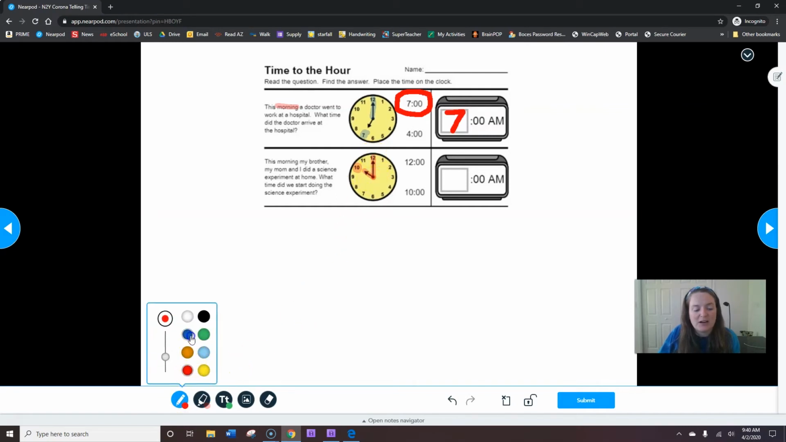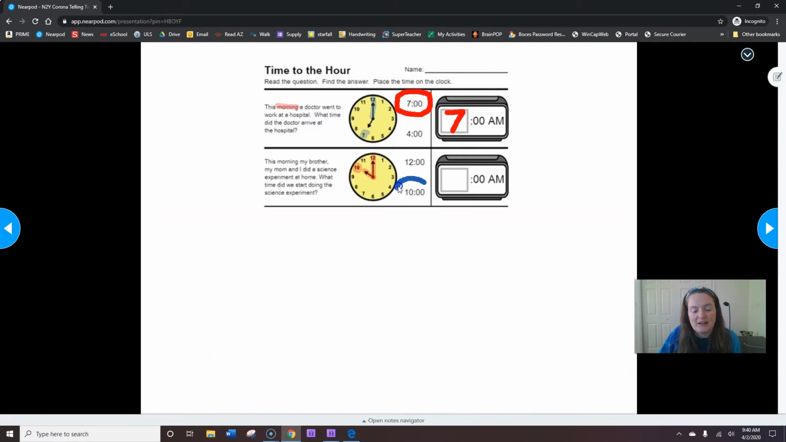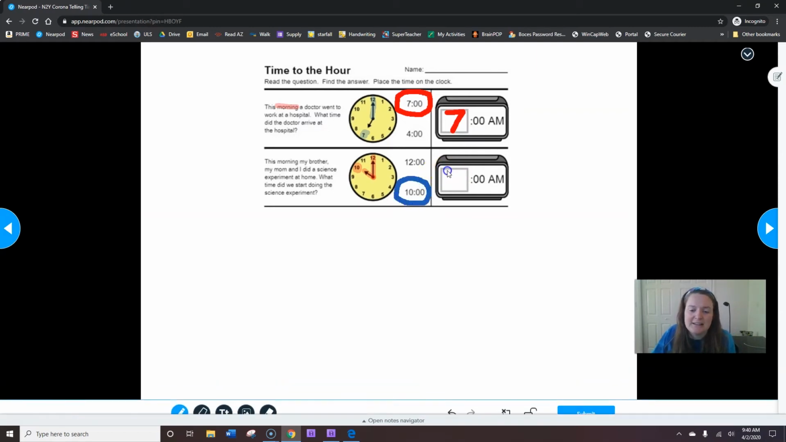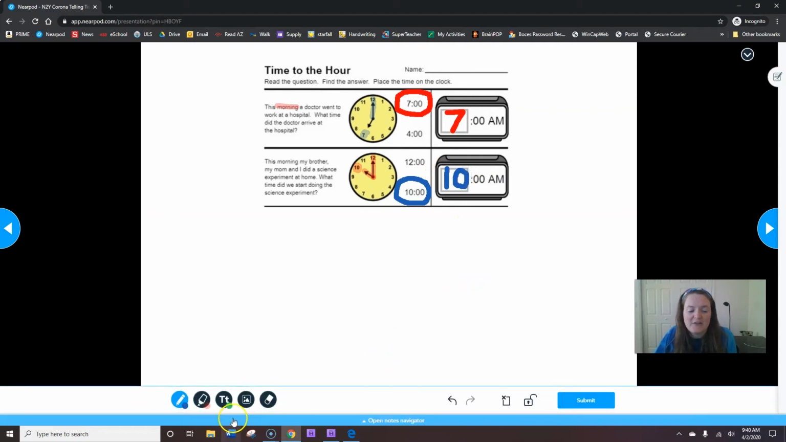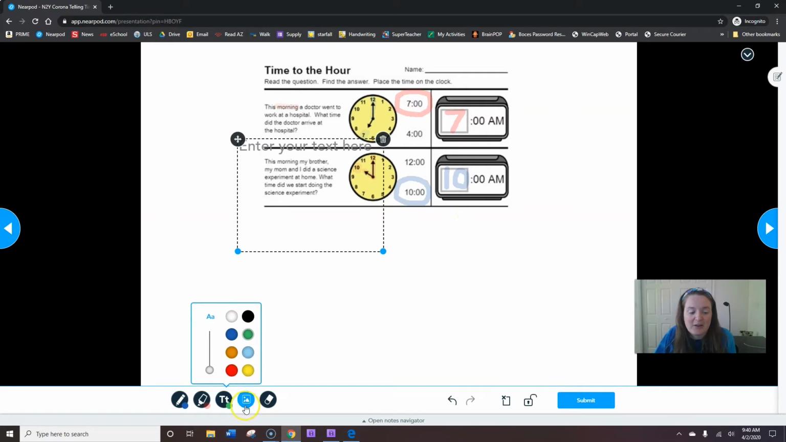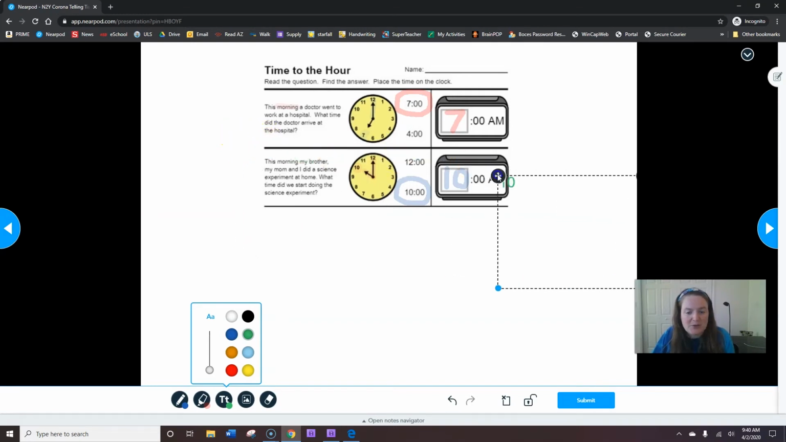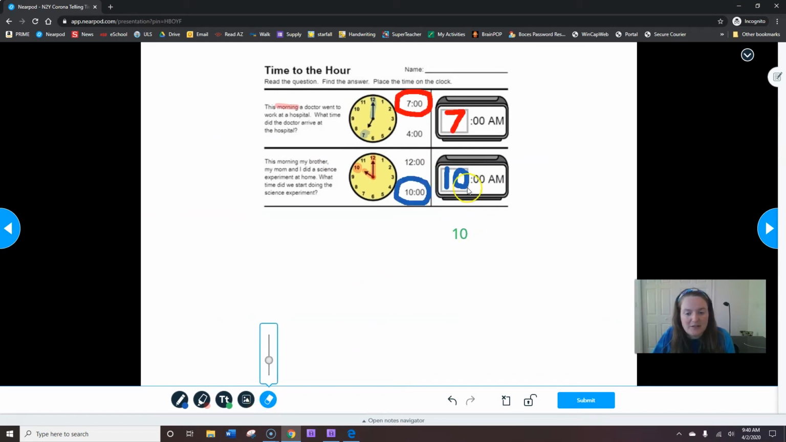So now our job is to circle 10 o'clock and write in 10 o'clock. Now, if you are happier typing it in, you can hit the T at the bottom and type in your 10 o'clock. It all is what you're comfortable with, and then you could just pull it into the square. So I should erase mine first with a much bigger eraser.